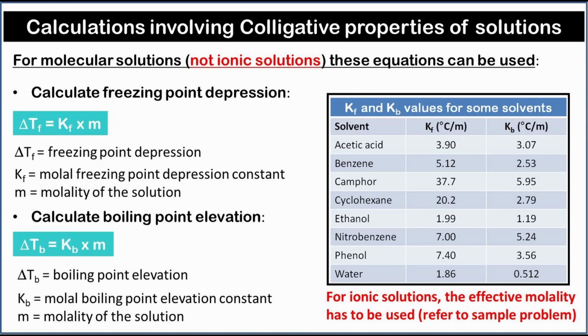Freezing point depression and boiling point elevation are directly proportional to molar concentration, as shown in these two equations. For ionic solutions, the effective molality has to be used. The table shows the molar freezing point depression constant and the molar boiling elevation constant for some common solvents. A sample problem will be used to show how to calculate the freezing point depression and boiling point elevation for ionic solutions.